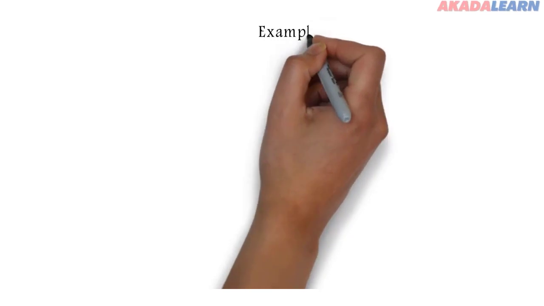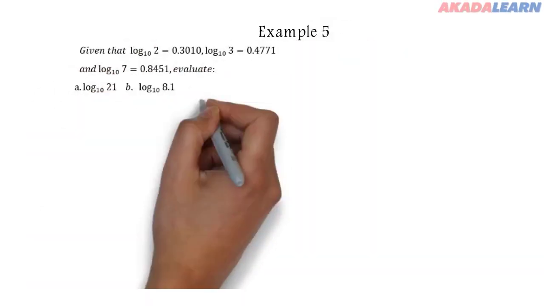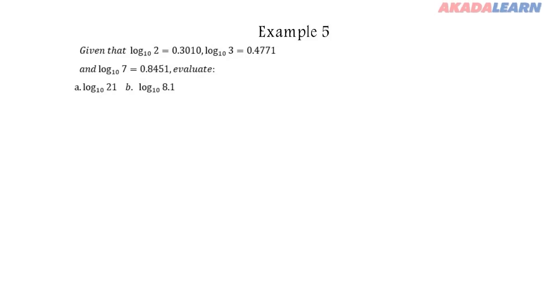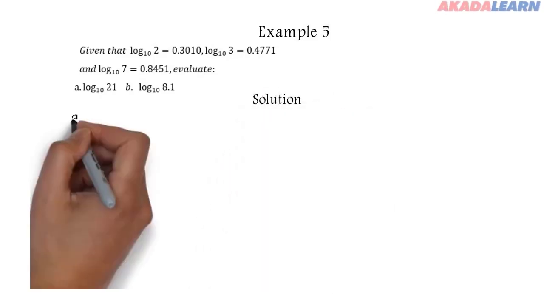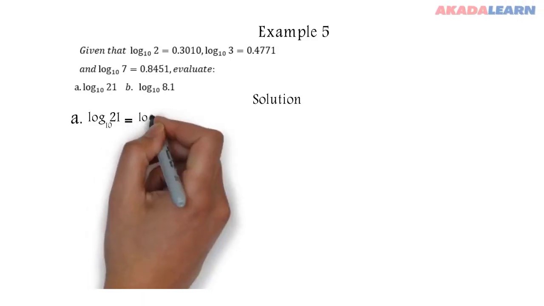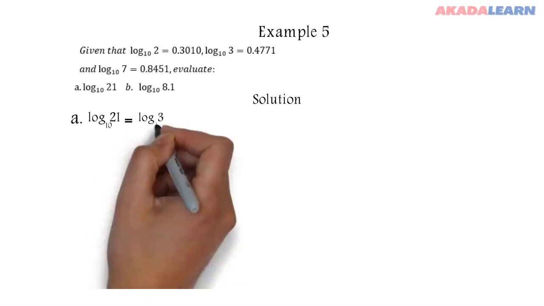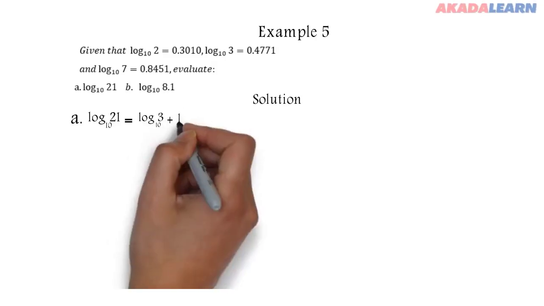Now let's see another example, example 5. So we have the question right there. We want to simplify log 21 base 10. Meanwhile, they give the value of log 2 base 10, log 3 base 10, and log 7 base 10. Now, 21 is the same thing as 3 times 7. So we are going to split it and say log 3 base 10 plus log 7 base 10.